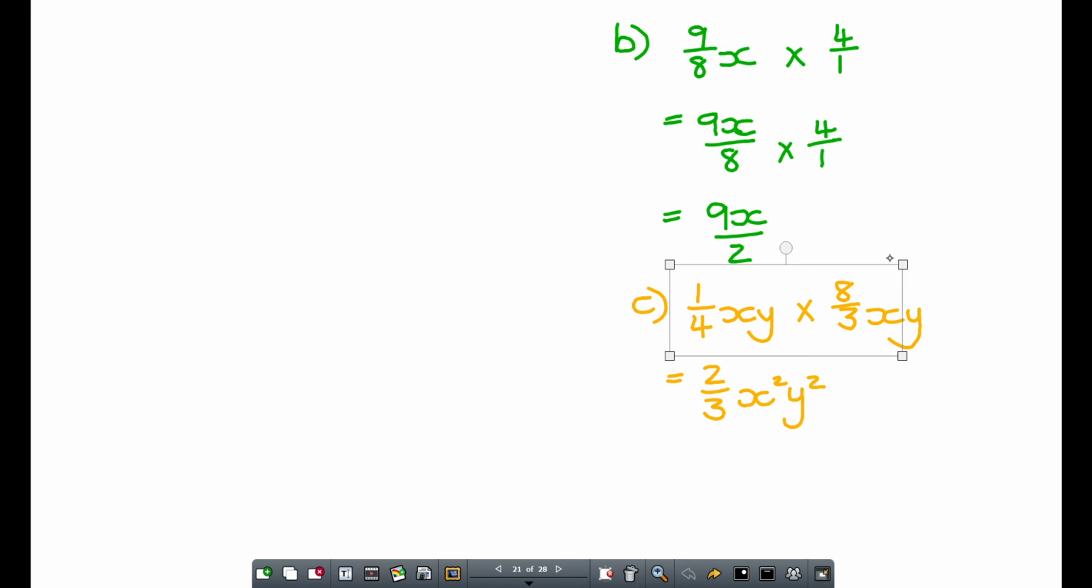Right, so I could have cancelled out saying that 4 will go in once and 4 will go in twice. So look at the top, 1 times 2 gives me that 2, and at the bottom, 1 times 3 gives me 3. And then xy times xy gives me x squared, y squared.